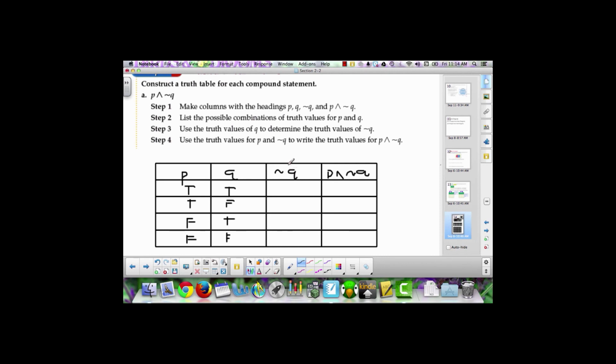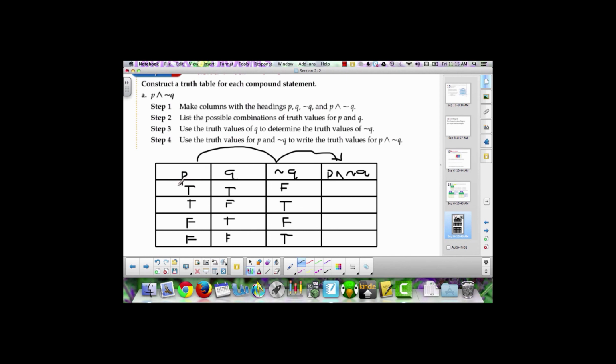Next, I look at the truth values of not Q. Since they depend on the truth values of Q, I'll have to look there each time. If Q is true, then not Q is false. If Q is false, not Q is true. If Q is true, not Q is false. And if Q is false, not Q is true. Now, I'm going to put P and not Q together. So I will be using this column and this column to help me determine the truth value of that column.